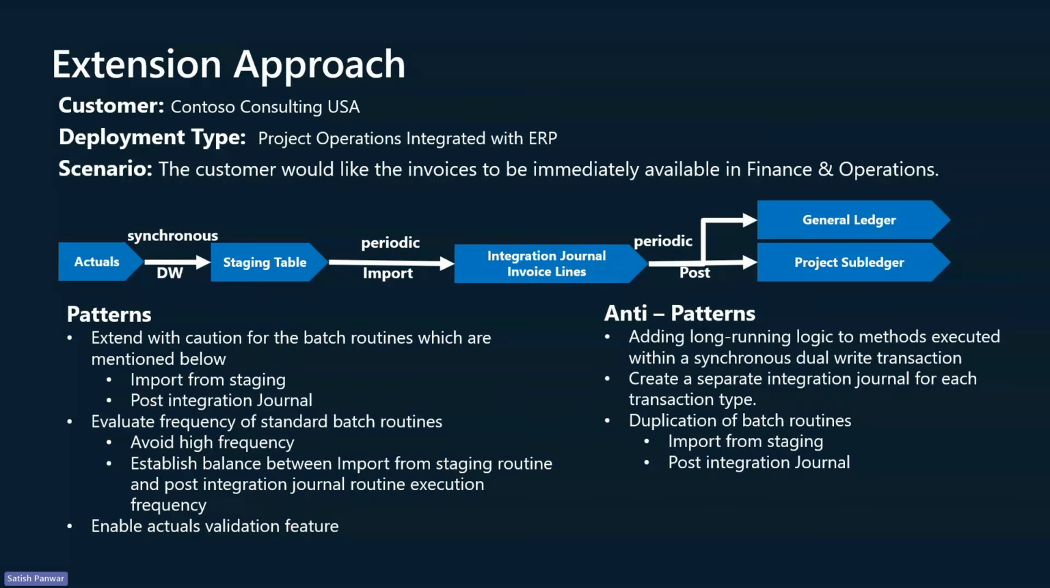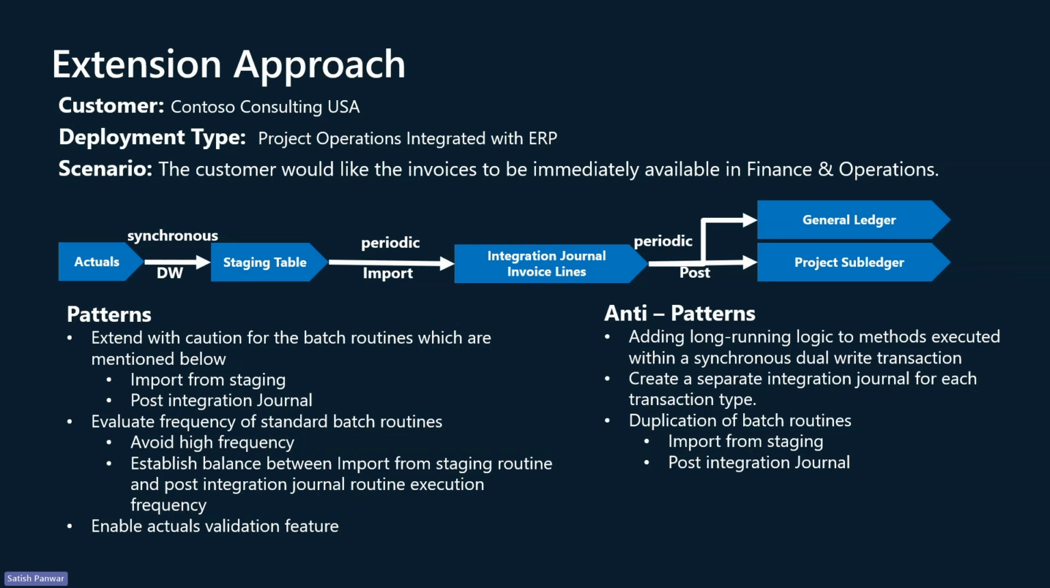We recommend users to wait for 2 hours to see the invoices in finance and operations upon confirmation, and if not available, then act on why this is still the case. Each import from staging and post-integration journal job logs a lot of information. Evaluate how much of the batch history makes sense to keep in the system. Batch cleanup routines configuration needs to be made to meet the history requirements.